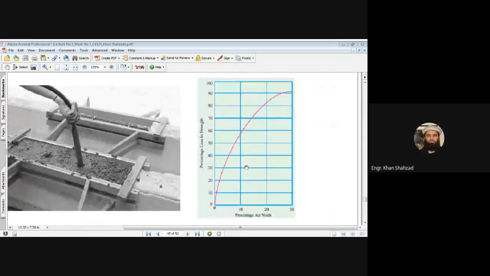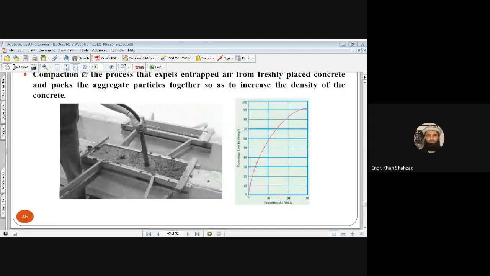When the percentage of air voids is 30%, the percentage loss in strength is almost 92%. If it decreases to 10%, it comes to 58 or 57%. And if it is 5%, then we come to 31 or 32%. When it is close to 1 or 2%, the loss is about 5%. So when you can remove the maximum amount of entrapped air, you can have maximum strength.